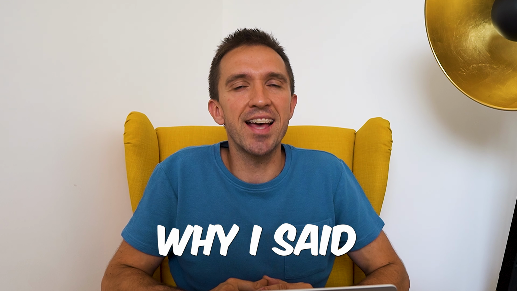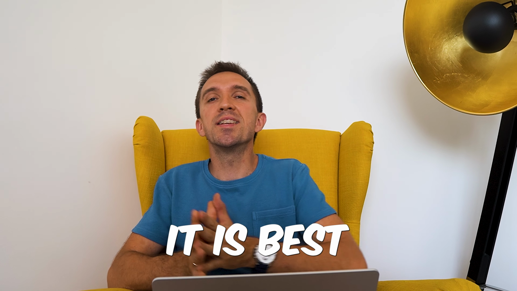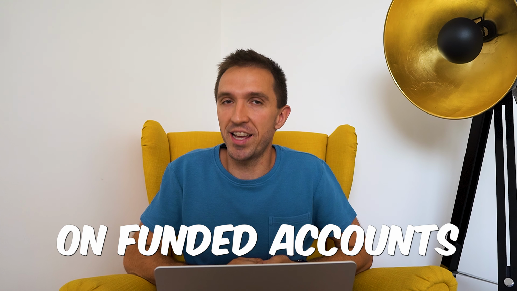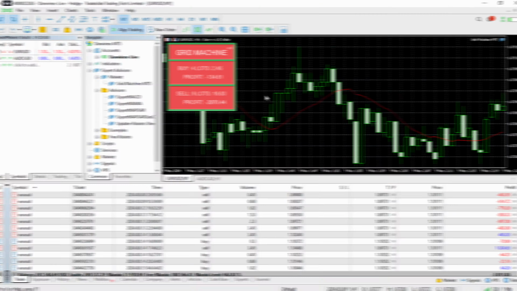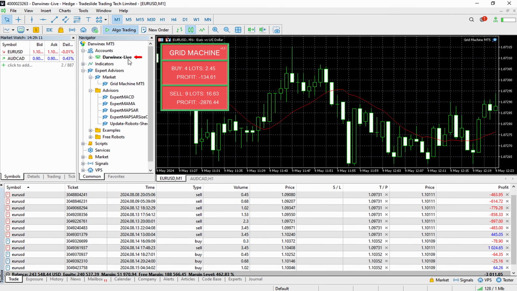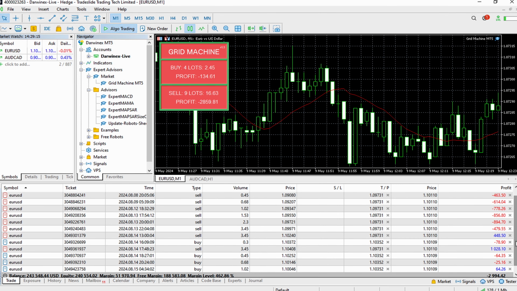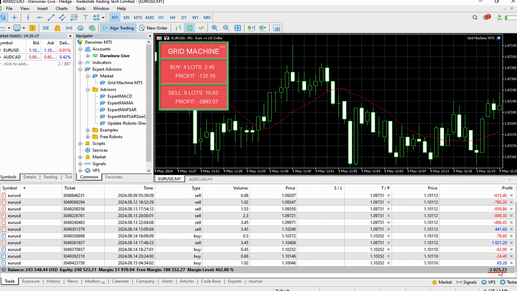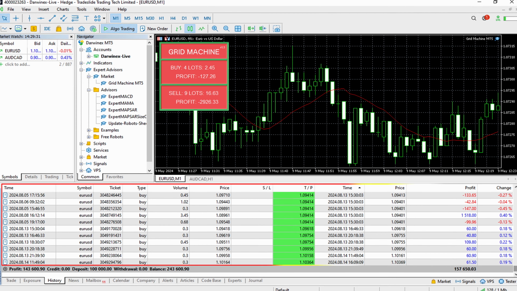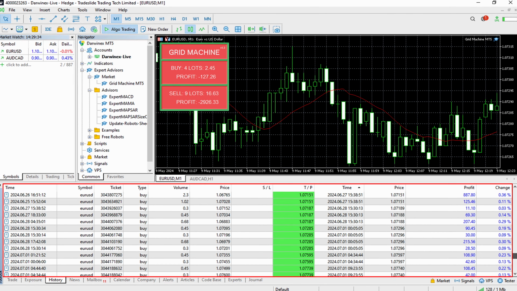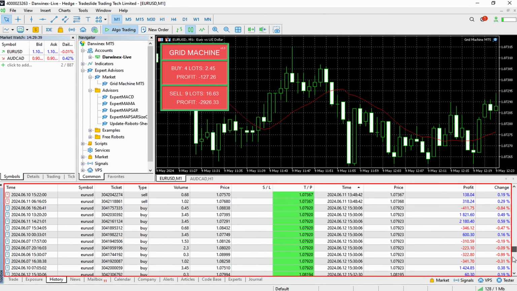And this is why I said in some of my previous videos that if you trade grid systems, it is best to trade them on funded accounts. Just check out the performance I have in the funded account. That's my funded account with Darwinex Zero, and you can see that in this account there is a floating loss of $3,000 or so. But if I show you the account history, you'll see that there were not such negative trades, and actually the performance of that account is very stable.